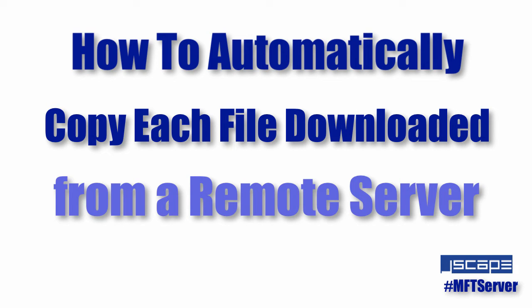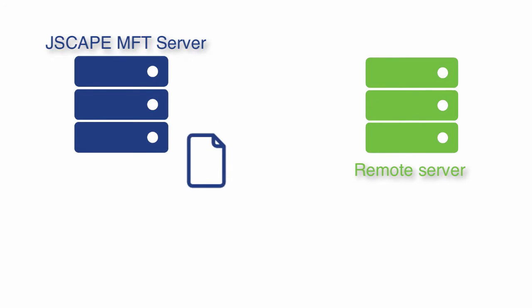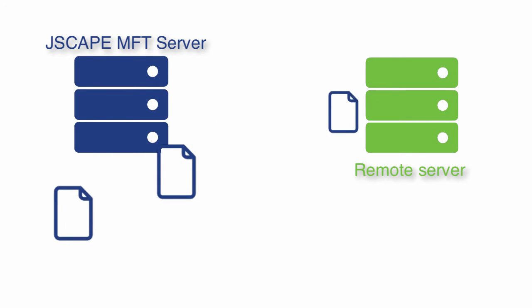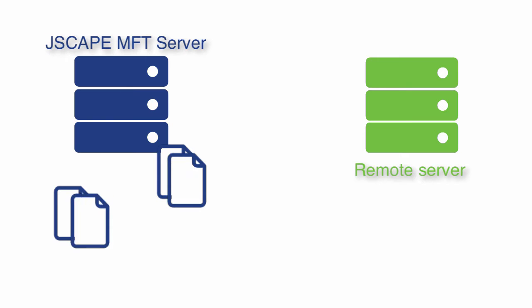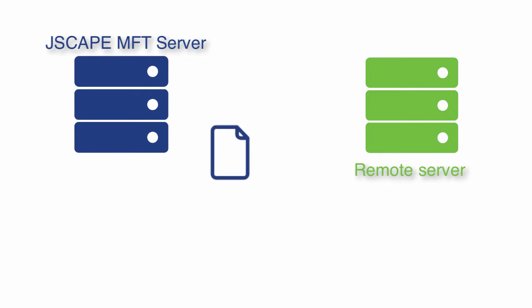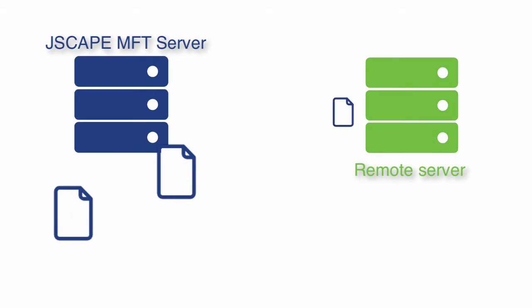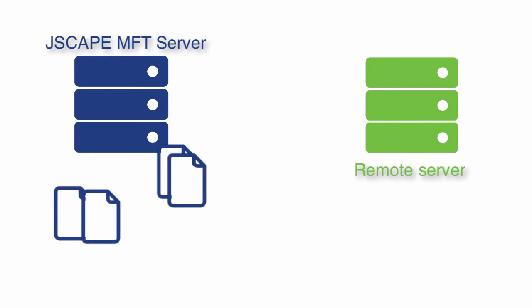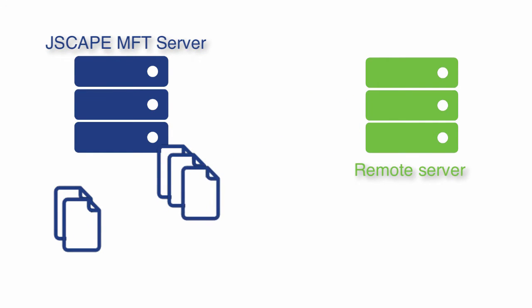In this tutorial, we demonstrate how to set up Jscape MFT server to copy each file downloaded from a remote server. If you want to follow these steps locally, we suggest you follow the instructions in the video, downloading files periodically from a trading partner first. This tutorial will only work if you have a separate trigger that performs the download process, and that video will help you in that regard.